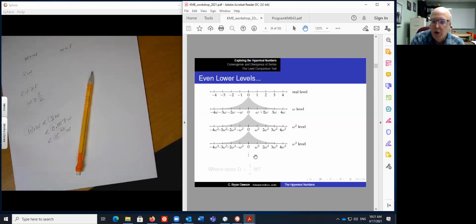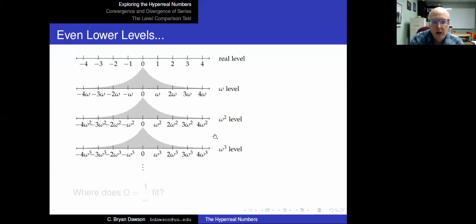So we have even lower levels. So your omega squared would fit on a separate level below the omega level, because all of these numbers would be infinitesimal by comparison to little omega. And same thing then with an omega cube would be even lower. And so you get this infinite collection of levels of numbers, of number lines that are below the real level.